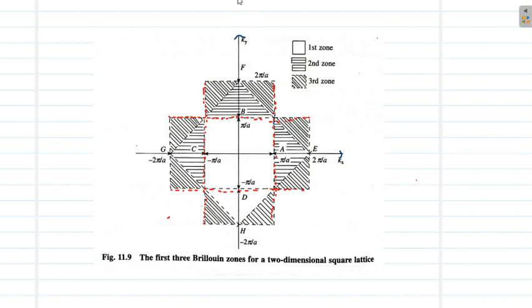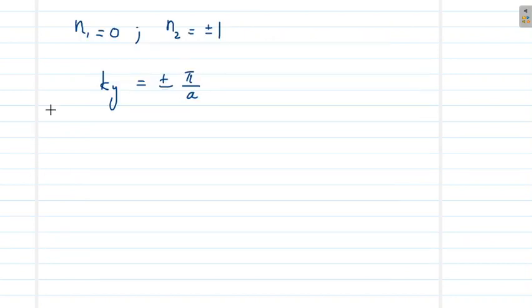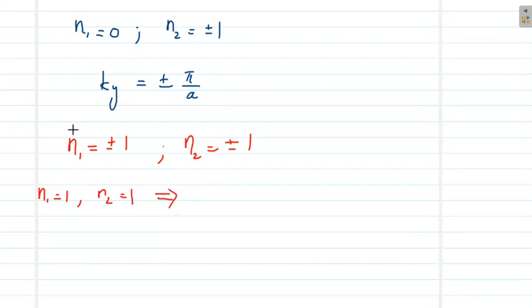Now, how to calculate the second Brillouin zone? The second Brillouin zone will be the next region or next set of allowed k values. So, for that, choose N1 and N2 in the next range. The next possible value is N1 equal to plus or minus 1 and N2 equal to plus or minus 1. So, let us take each of the cases. First, let us choose N1 equal to 1, N2 equal to 1. So, this implies kx plus ky equal to 2 pi by a.